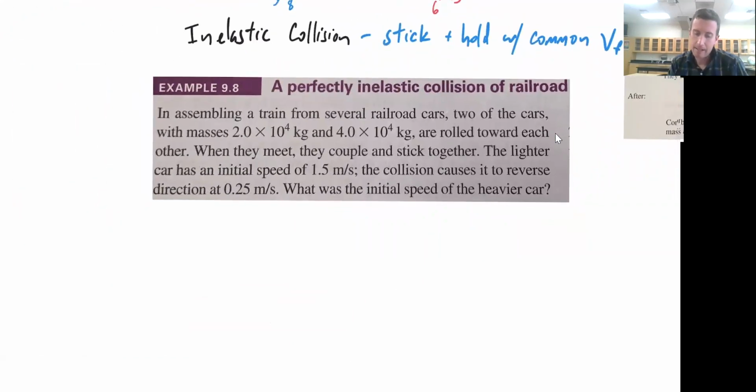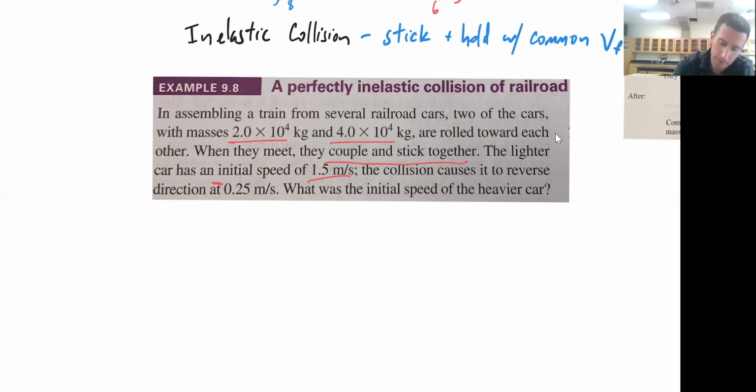So a perfectly inelastic collision of railroad cars. In assembling a train from several railroad cars, 2 of the cars with masses 2 times 10 to the 4th and 4 times 10 to the 4th kilograms are rolled towards each other. When they meet, they couple and stick together. So this is going to be a fully inelastic collision. The lighter car has an initial speed of 1.5 meters per second. The collision causes it to reverse direction. Okay, so that's negative 0.25 meters per second. What was the initial speed of the heavier car?